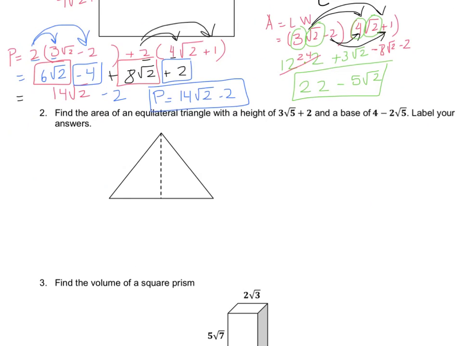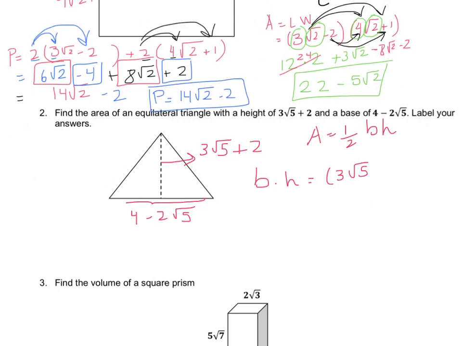Find the area of an equilateral triangle with a height of 3 radical 5 plus 2 and a base of 4 minus 2 radical 5. So the height, which is this one, is 3 radical 5 plus 2. And the base, in this case, is 4 minus 2 radical 5. Now remember, the area of a triangle is one half B H. So go ahead, find B times H, which is basically 3 radical 5 plus 2, times 4 minus 2 radical 5.